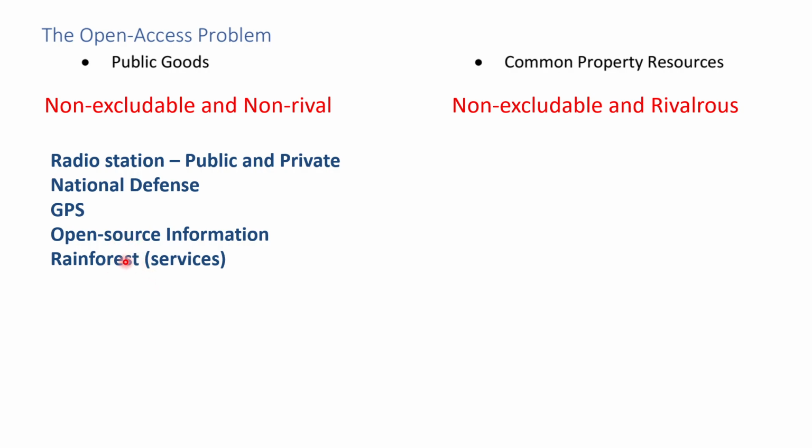Open source information, a rainforest. Now, some aren't as clear cut, of course, but if we're considering what the rainforest offers, for example, a pretty sight, you can go hiking, and it offers a lot of services, then we will consider those public goods. Because again, the only thing that matters is the definition. You can't stop people from going in, and it is non-rivalrous.